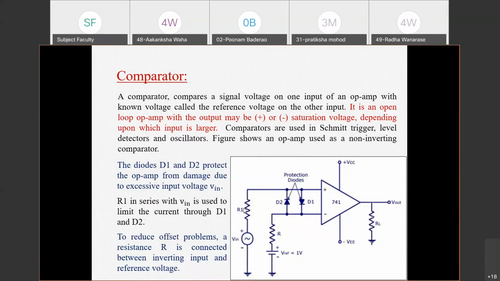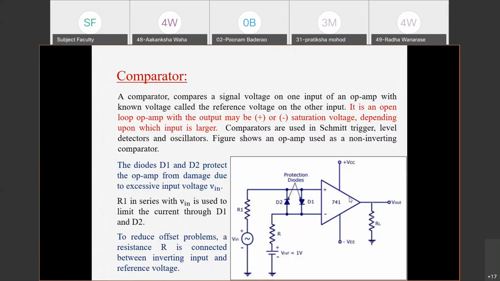Now this is the simple diagram of your comparator circuit. As I have mentioned, in this particular topic we are not using our op-amp as an amplifier, and for an amplifier feedback is very necessary. You can observe here there is no feedback. Is there any connection between Vout and the input terminals? No connection. So this particular op-amp is nothing but an open loop op-amp.